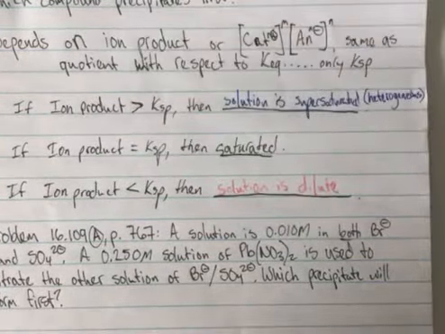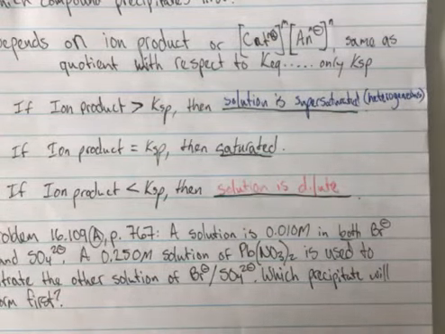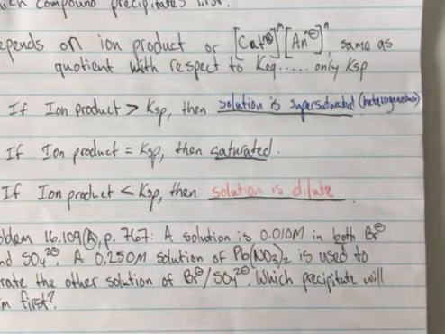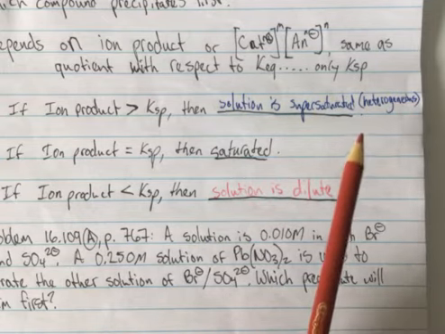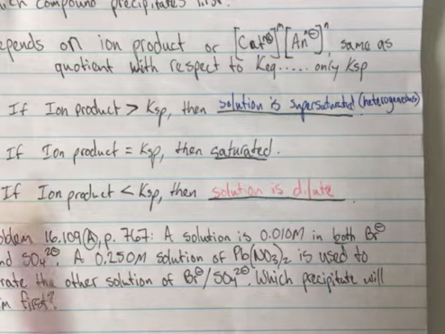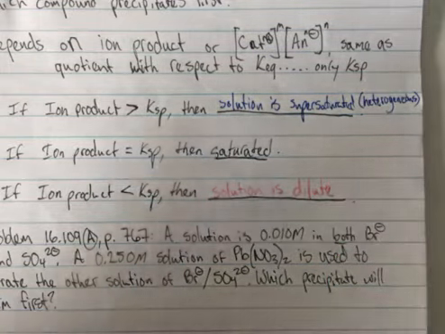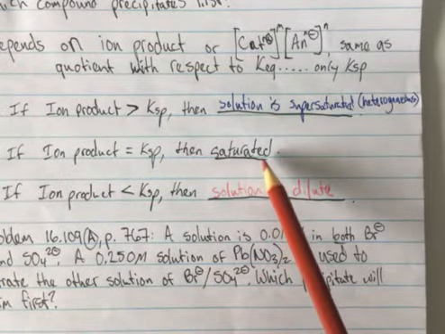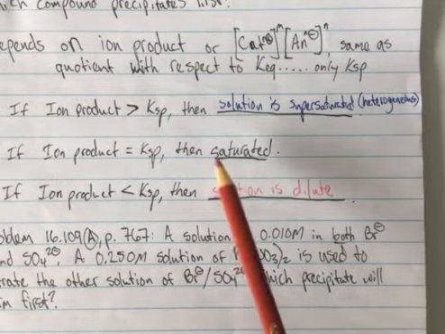Okay, so to review, if the ion product is greater than KSP, then the solution is supersaturated. In other words, you're going to form some insoluble salt, or insoluble ionic compound, that's going to precipitate out. Okay, so you're going to have some solids, and you're going to have your quote-unquote saturated solution there.